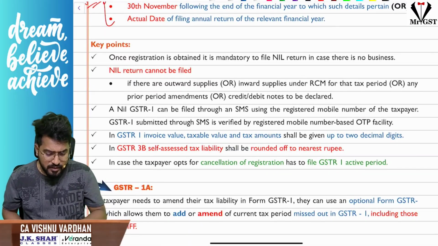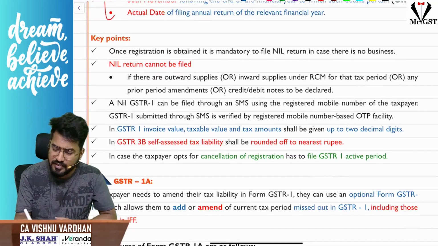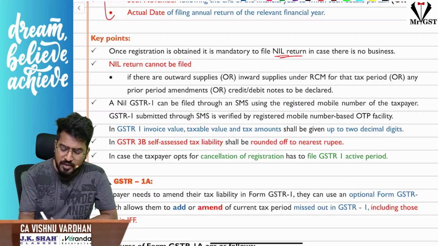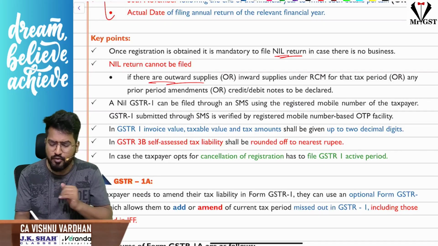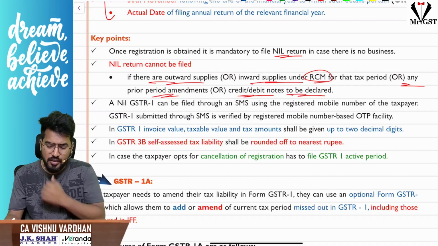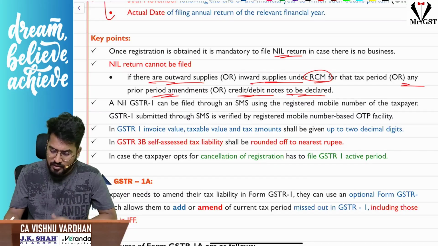And if you see here, sir, there are certain key points. Sir, if I am not doing any business, should I file a nil return? Yes, you should definitely file a nil return. That is mandatory. But if you have any outward supplies, any inward supplies covered under RCM, any prior period amendments, or any credit notes or debit notes to be declared, then you cannot file the nil return.